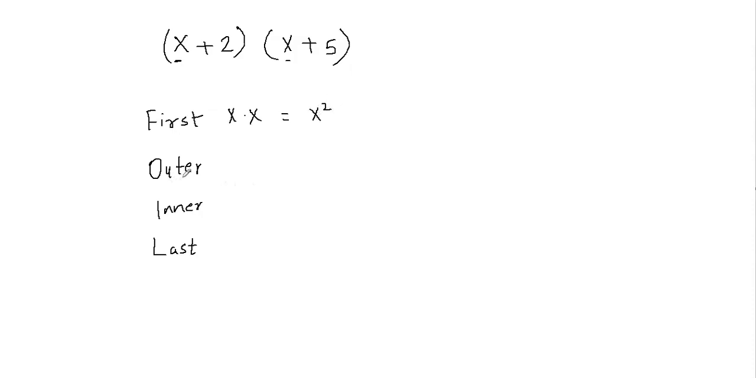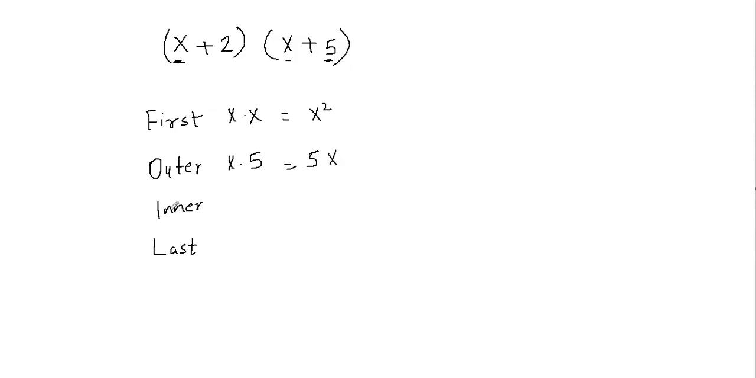Then we'll take the outer terms or the outside terms and then multiply them together. So the outer term of this binomial is x and the outer term of this binomial is 5. See how they're on the outside? So that's why they're outside terms. So we'll take x and then 5 and multiply them together. So x times 5, that will give me 5x.